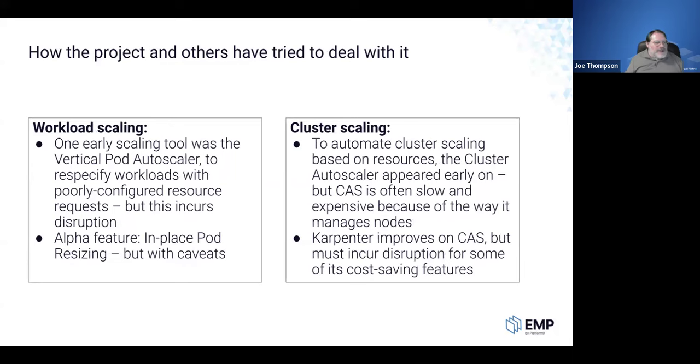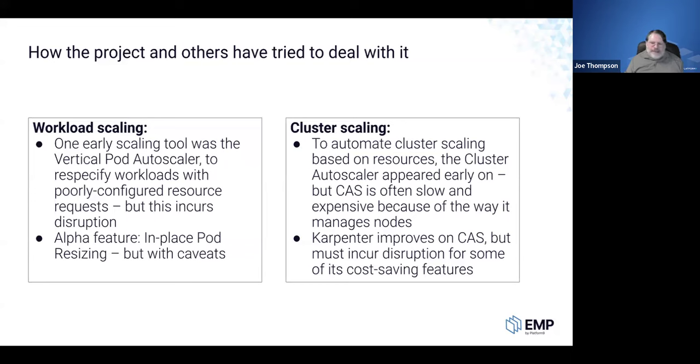How has the project tried to deal with these issues and find the happy medium between what applications want and what is actually able to be provided to them? Like I said, there's some scaling tools that came in very early. One of the early scaling tools, and I believe it was right after the cluster autoscaler, was the vertical pod autoscaler. The vertical pod autoscaler is aimed directly at that problem of my application needs more resources than I've given it, or needs a lot less resources than I've given it.